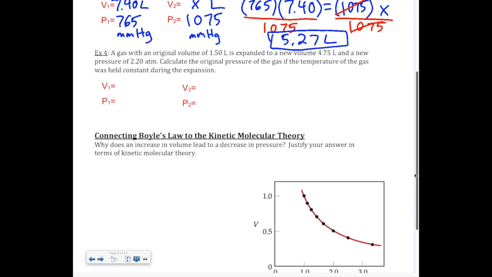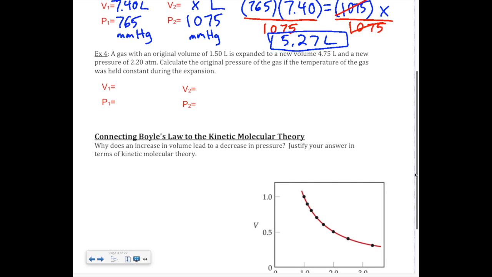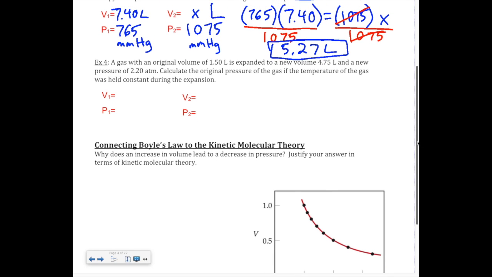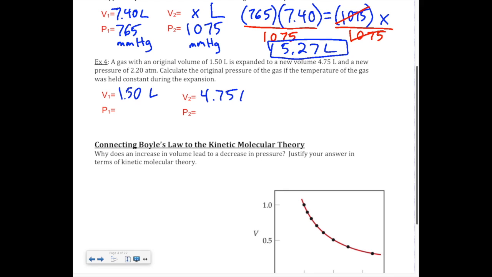And we'll go down to example number 4. This is going to be exactly the same kind of way. A gas with an original volume of 1.50 liters is expanded to a new volume of 4.75 liters and a new pressure of 2.20 atmospheres.